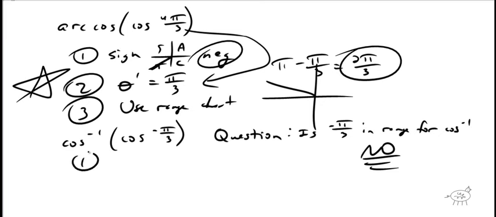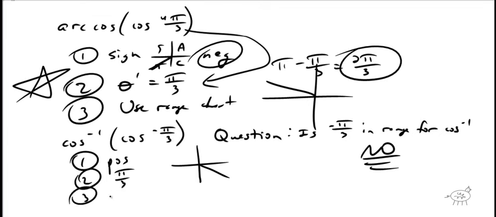Again, it's pretty easy. The first step is, what is the sign? Well, a couple things here. Isn't negative pi over 3 here? So isn't cosine positive here? Second step was the reference angle. Well, let's look at the bottom number. Oh, it's pi over 3. Okay. Third step, use the range chart.